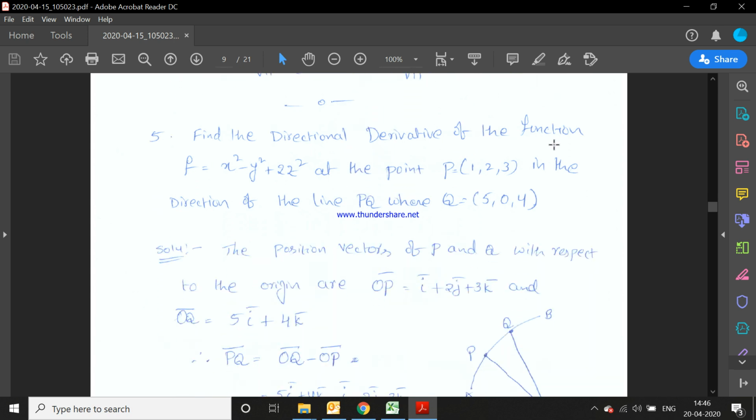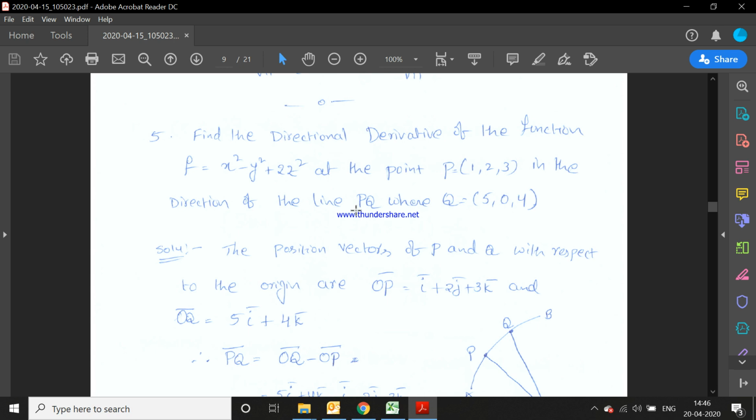Find the directional derivative of the function f equal to x square minus y square plus 2z square at the point P equal to 1 comma 2 comma 3 in the direction of the line PQ, where Q equals 5 comma 0 comma 4. So in the given problem, we find the directional derivative of f at P equal to 1 comma 2 comma 3 in the direction of the line PQ.